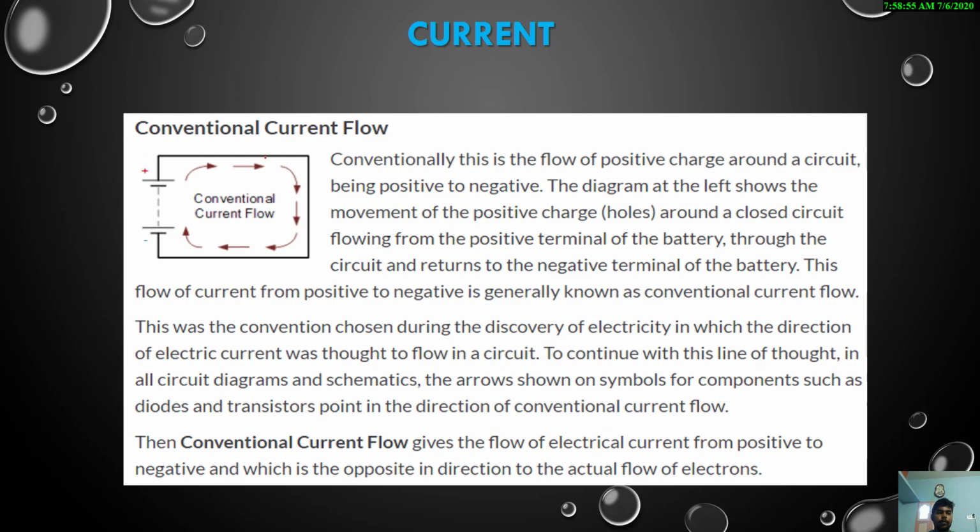Next, we will see the conventional current flow. This is the source, and then the current flows like this, from positive to negative. The conventional current flow is of positive charge around the circuit, being positive to negative. The diagram at the left shows the movement of positive charge, that is holes. We already know positive charges are considered as holes and negative charges as electrons, around the closed circuit, flowing from the positive terminal of the battery through the circuit and returning to the negative terminal of the battery, as I already told.